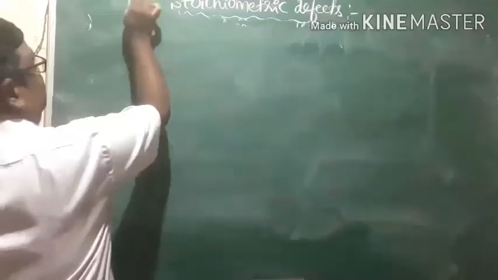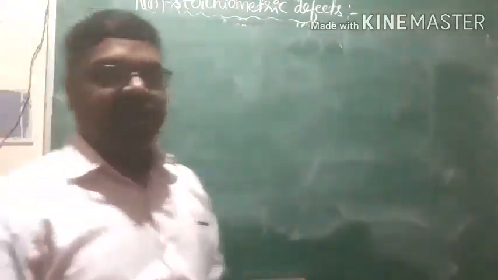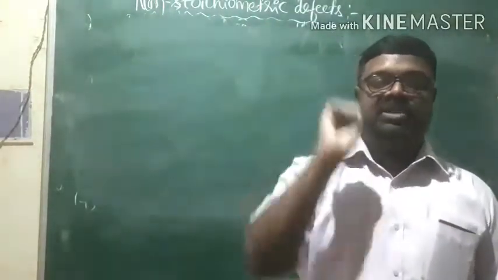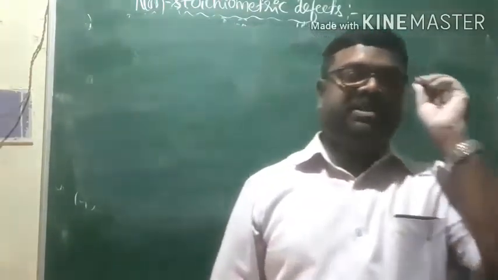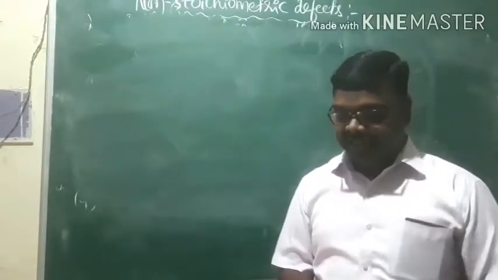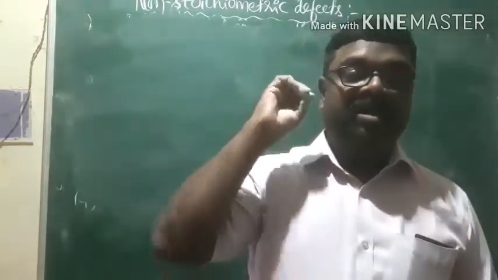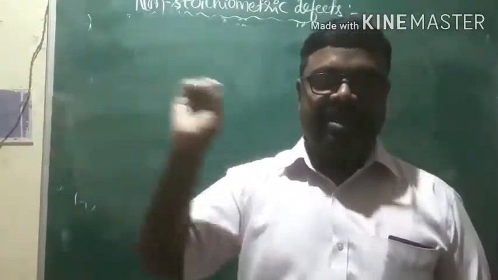That's all for now. We'll see non-stoichiometric defects. Non-stoichiometric defects are the point defects which disturb the stoichiometry of an ionic crystal. Or I can say the point defects which change the ratio of the number of cations to anions in ionic crystals are called non-stoichiometric defects. And this non-stoichiometric defect will be of two types.